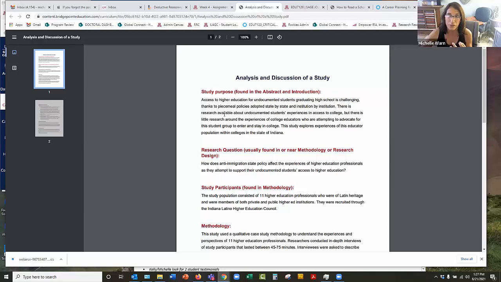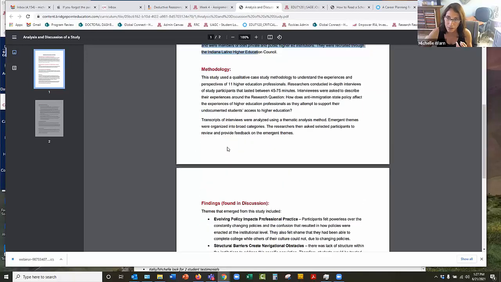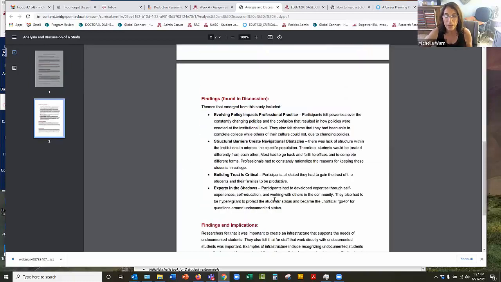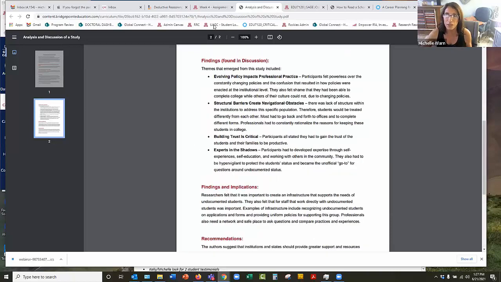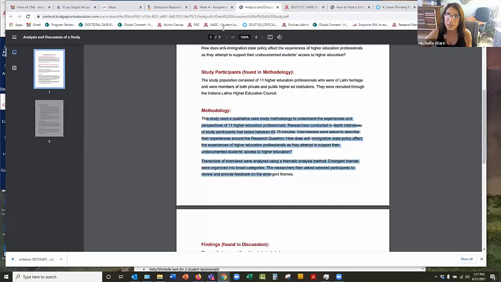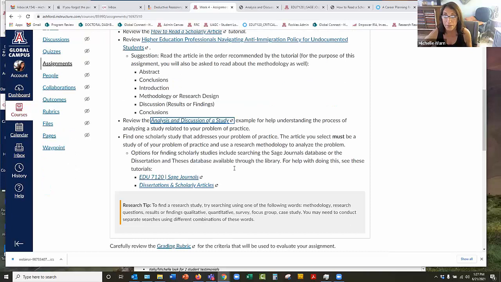We're looking for 3 pages, not 2. But, what is the study purpose? What is the research question? Who are the participants? What is the methodology? How did they conduct that research? What did they find out? And what are the implications and recommendations? So you're going to write something similar to this analysis and discussion of a study. It's going to be a little bit more wordy because we're looking for a 3-page paper minimum, okay?